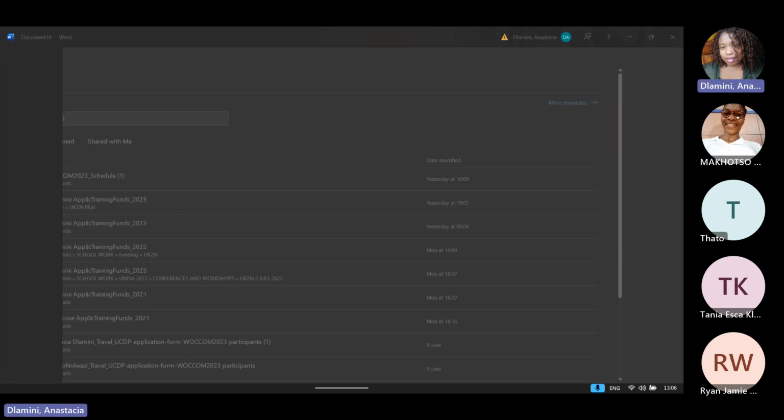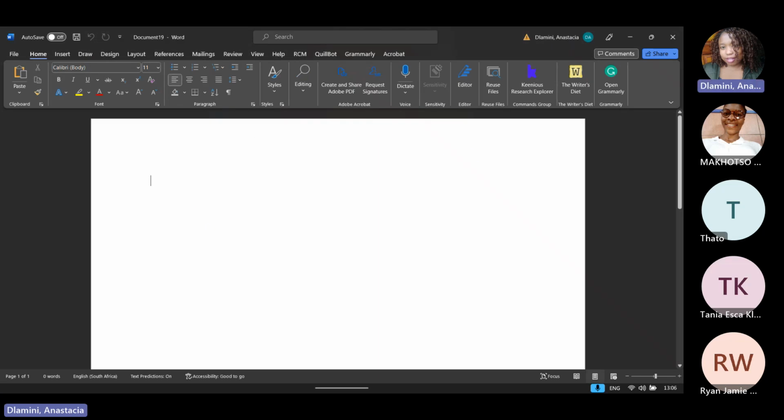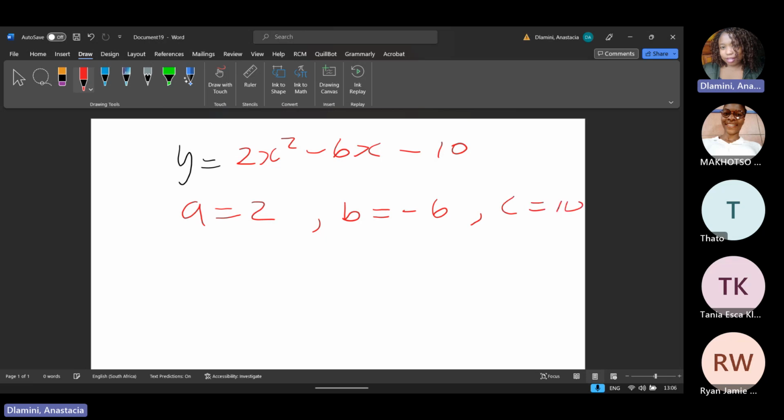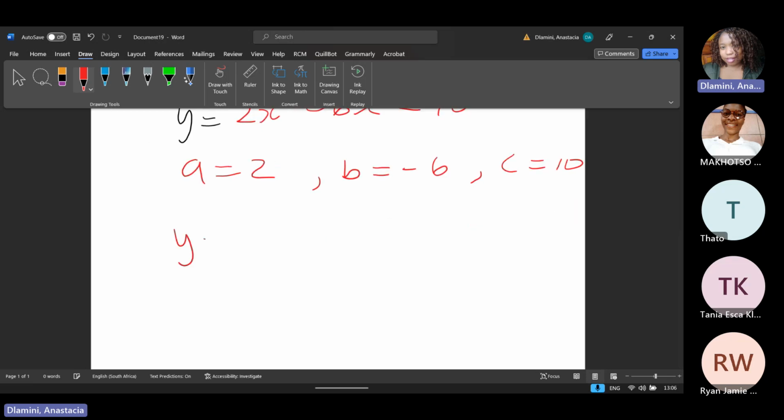Now, if you are lazy like me, sometimes you don't want to do all the steps, but you know your maths, or you know a little bit of maths, what you can do is use what we have learned. You know that y equals 2x squared minus 6x minus 10, and that a is 2, b is -6 and c is -10. And you know that y equals a(x minus p) squared plus q.